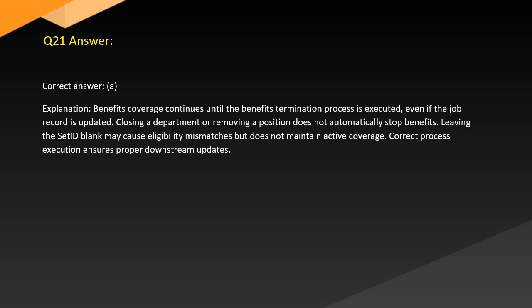Answer. Correct answer: A. Explanation. Benefits coverage continues until the benefits termination process is executed, even if the job record is updated. Closing a department or removing a position does not automatically stop benefits. Leaving the setID blank may cause eligibility mismatches but does not maintain active coverage. Correct process execution ensures proper downstream updates.